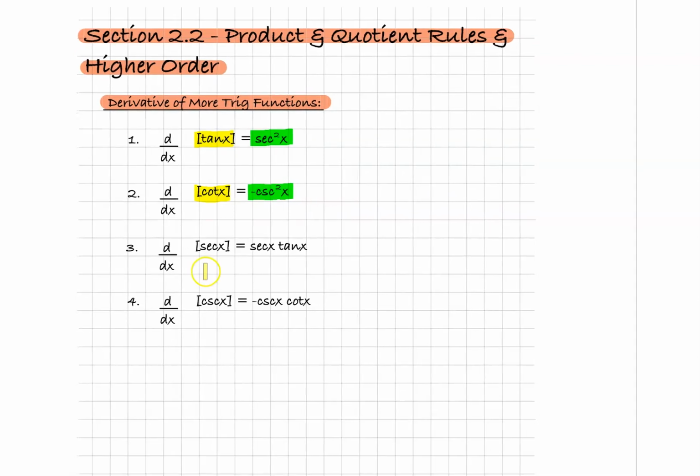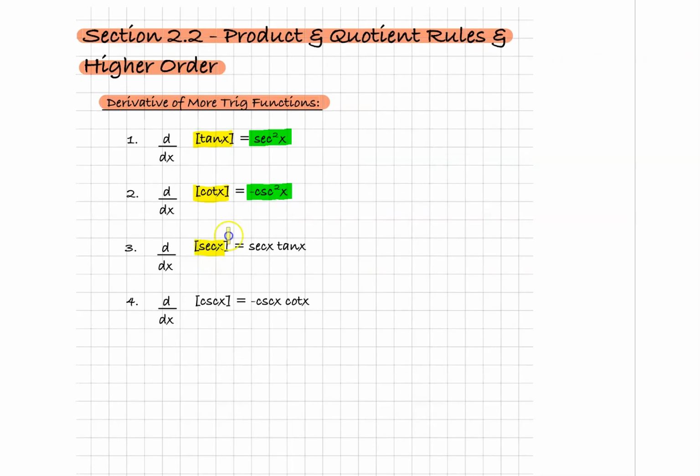Looking at the next two, we have the derivative with respect to x of secant x, and that's equal to secant tangent, and the derivative of cosecant is equal to negative cosecant cotangent. So again, you can see its derivative is a product of two of the trig functions, and one of them has a negative. So I just kind of relate those together to help me to remember them.